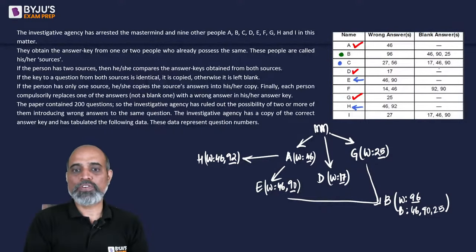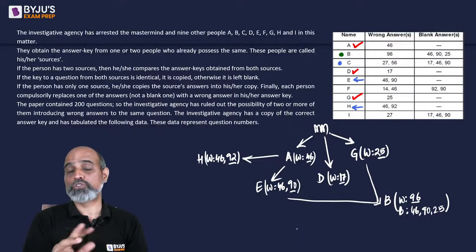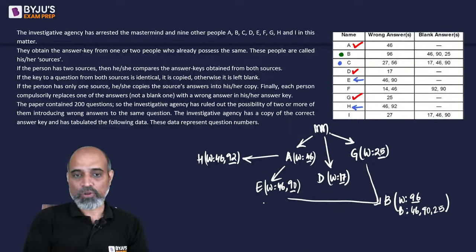C has an issue with 17, 46 and 90. So 17, 46 and 90, if I want all these 3 questions to be a mismatch, it can only happen between E and D. Right?